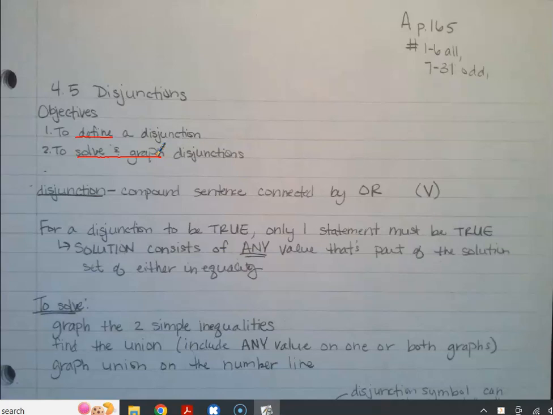So first, let's look at the definition. A disjunction is a compound sentence that's connected by or. That's it. It's connected by or, and the symbol for that is this V. For our union, if you remember back to set notation when we started, an or statement was a U. It's very similar, we're just using a V, kind of looks like a U. Much like in the conjunctions, we had the intersection, now we're looking at the union. So, those are our two things.